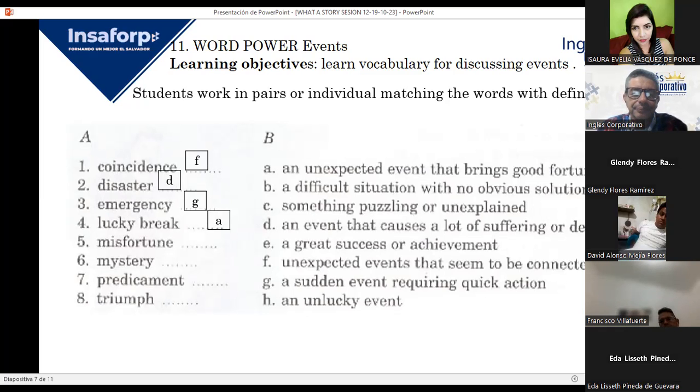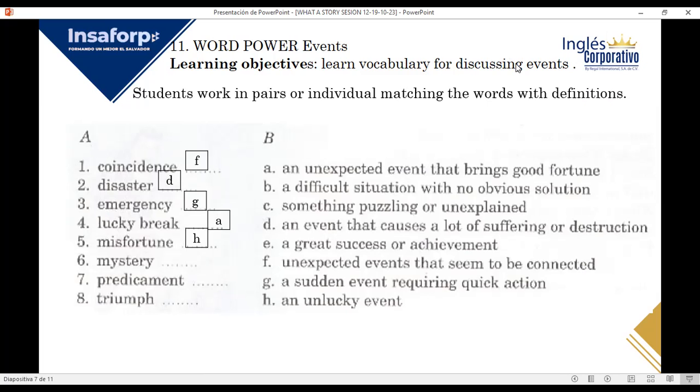Misfortune. What is it? An unlucky event. Yeah, an unlucky event. And mystery. Letter C. Something puzzling or unexplained. Yeah, something puzzling, unexplained. Right.